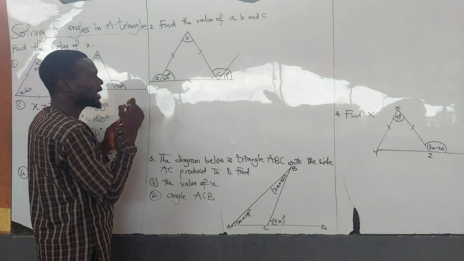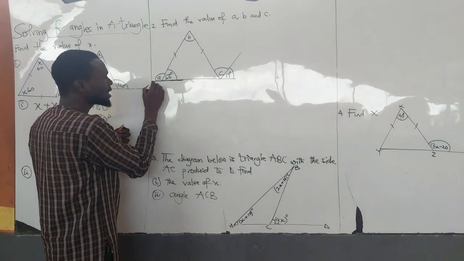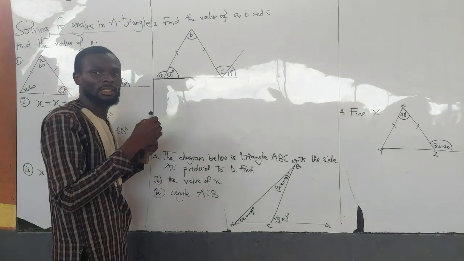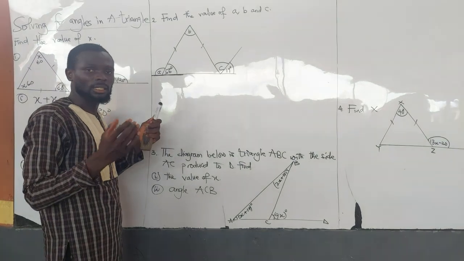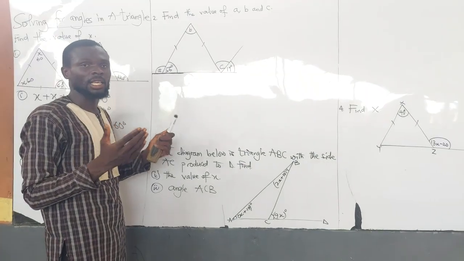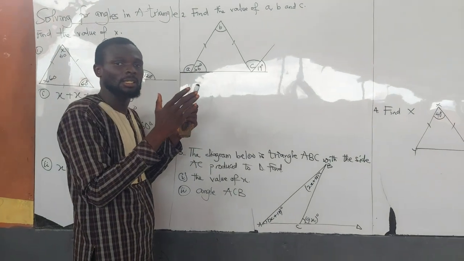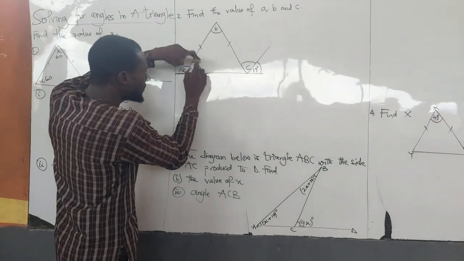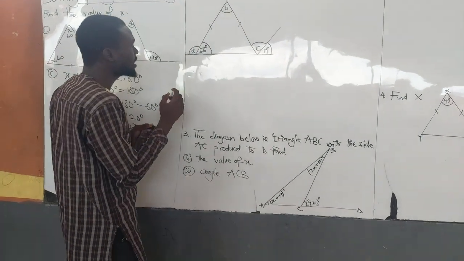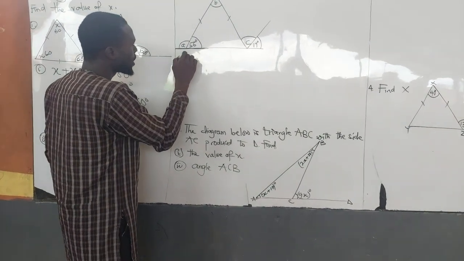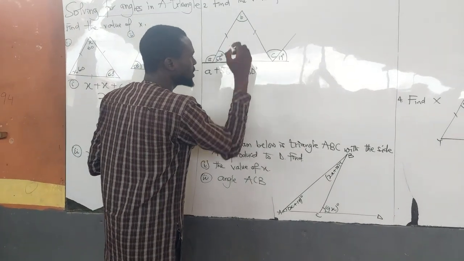Now, if I want to solve for A, I will not hesitate to say that A and 56 are on a straight line. So if A and 56 are on a straight line, then what is the property saying? The property is saying that angles on a straight line sum up to 180. So if A and 56 are on a straight line, then I can first solve for A by saying that A plus 56 degrees is equal to 180 degrees.